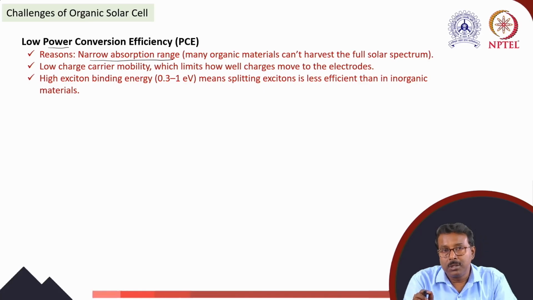Only a small portion of the solar radiation can be harvested or utilized by the organic materials. Second reason is very low charge carrier mobility, which limits how well charges move to the electrodes. Mobility is also very low because so many scatterings occur. Scattering means one type of collision between electrons, holes, and the atoms, the molecules, etc.